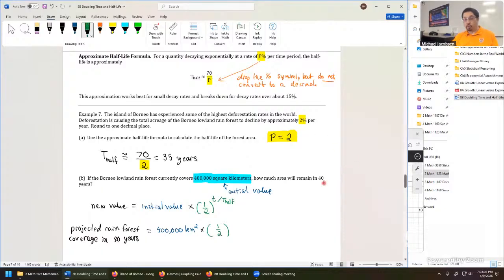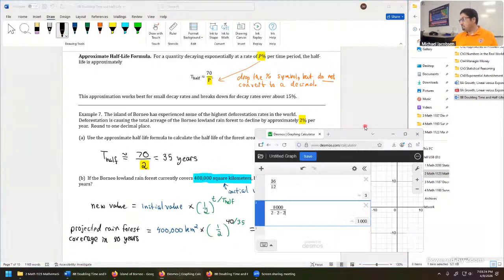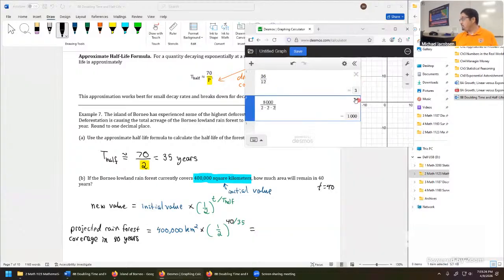This is t equals 40 years, and we kind of indicated it twice here as well, but let's just say that to emphasize t is 40. So put 40 here, divide by half-life, which we came up with at 35 years. And from that, we'll get a value out. So now all we need to do is shove it back into the calculator. We've used this calculator quite a lot in this unit.